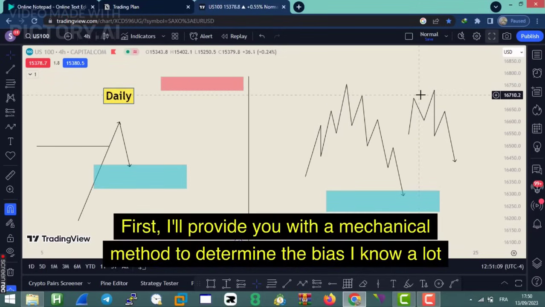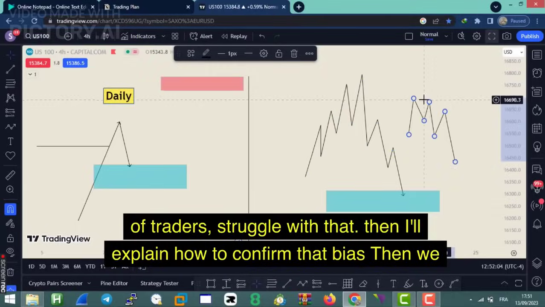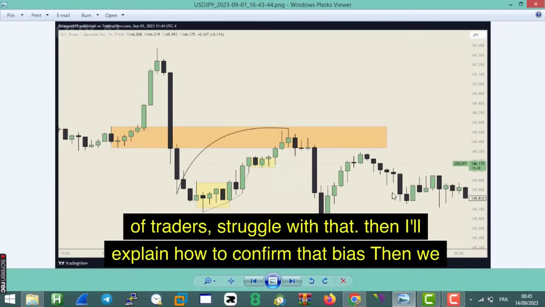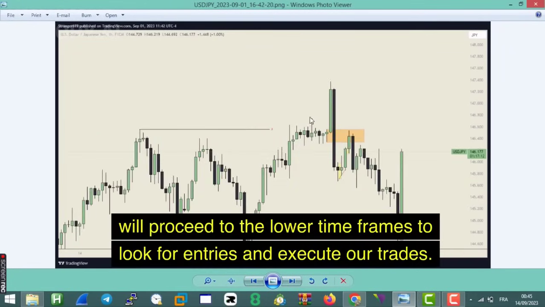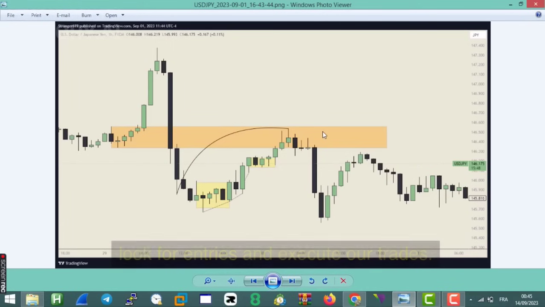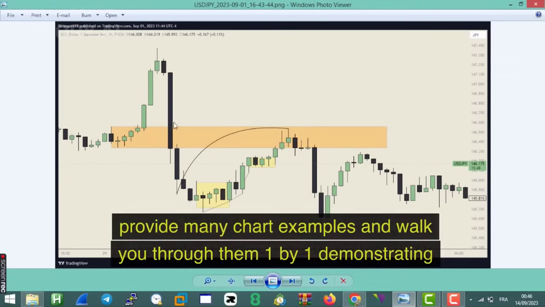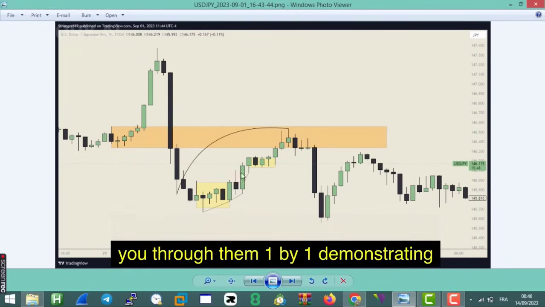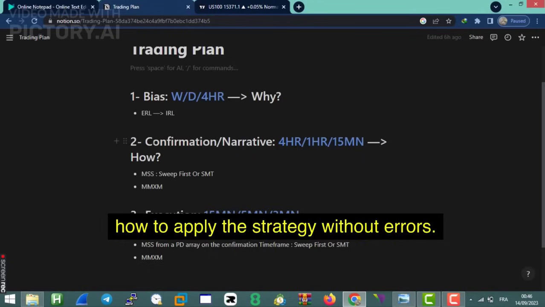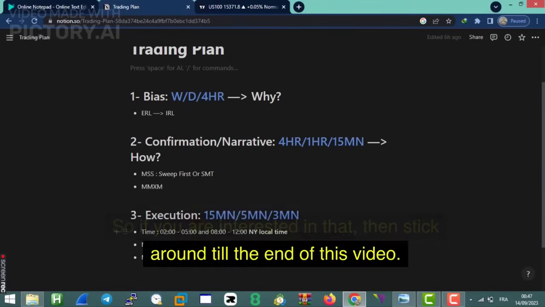First, I'll provide you with a mechanical method to determine the bias. I know a lot of traders struggle with that. Then I'll explain how to confirm that bias. Then we will proceed to the lower time frames to look for entries and execute our trades. Additionally, I will discuss the times when this strategy performs best. I will also provide many chart examples and walk you through them one by one, demonstrating how to apply the strategy without errors. So, if you are interested in that, then stick around till the end of this video.